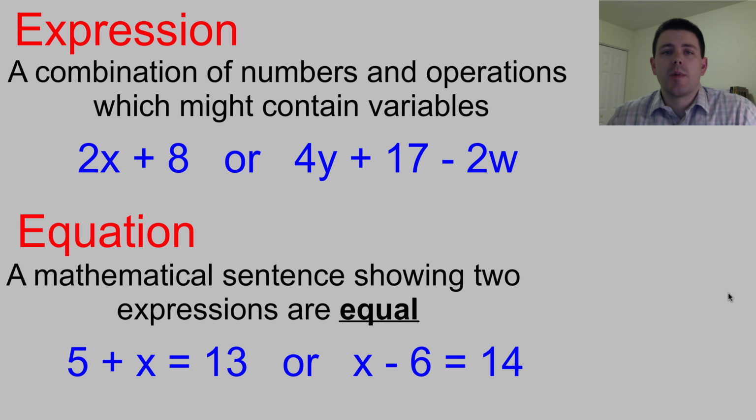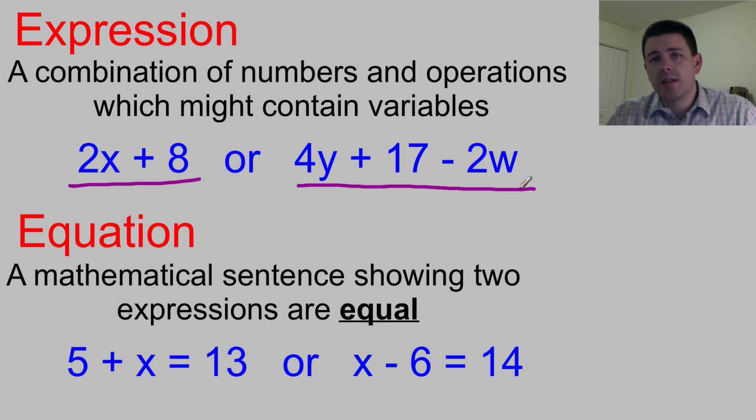So first we need to talk about the difference between an expression and an equation. Now, we've been doing expressions this whole last unit. An expression is just a combination of numbers and operations, and usually in our case it contains some variables. So things like 2x plus 8, 4y plus 17 minus 2w. It's an expression because we don't know what x is, we don't know what the variable is, we're not sure what it's supposed to be equal to. It's just kind of a chunk of a problem there for us.